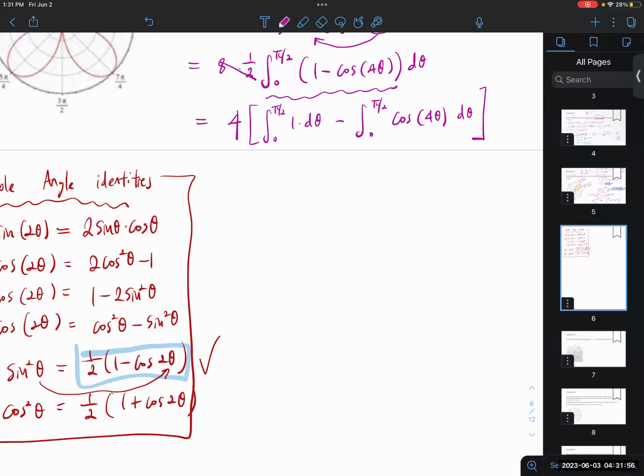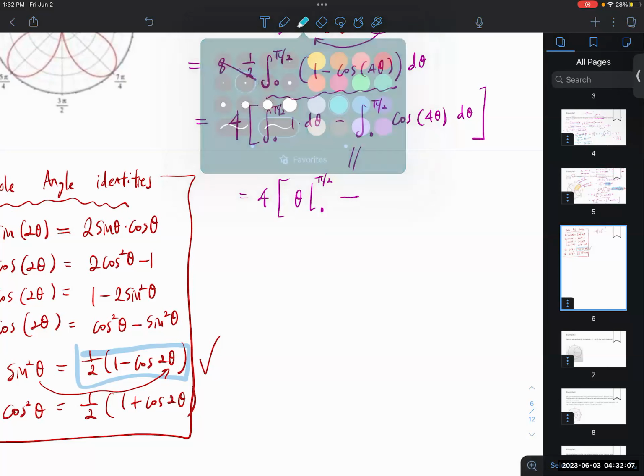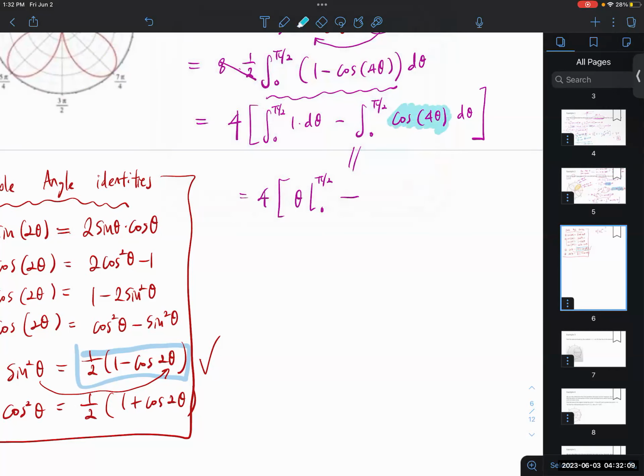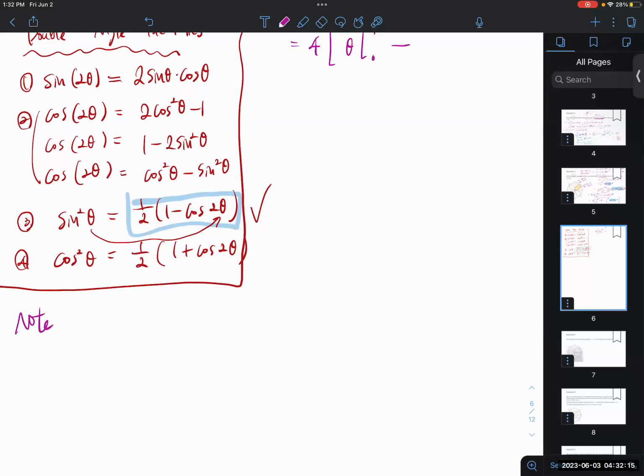I'm going to keep simplifying. Let's take the integral. So this is going to be theta from 0 to pi over 2 minus, and be careful. Do you remember how to take the integral of cosine 4 theta? Let me write a note. If you take the integral of cosine n x, whatever, it is going to be flip n, and then it's going to be sine. You keep n theta, right? So it is going to be sine n theta, correct?